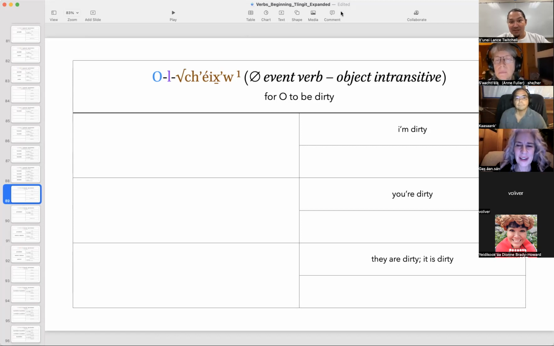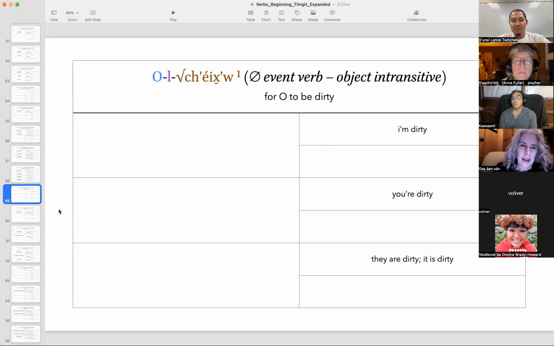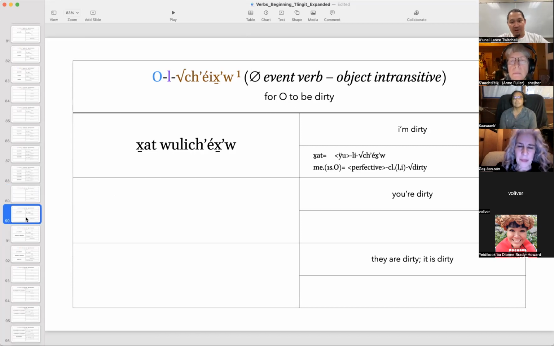Okay. It's a 0, so it's gotta be short. All the way down. I am dirty. ʻatudli.ák. You are dirty. 2 options.